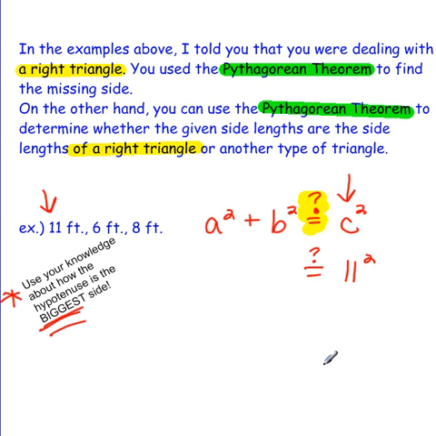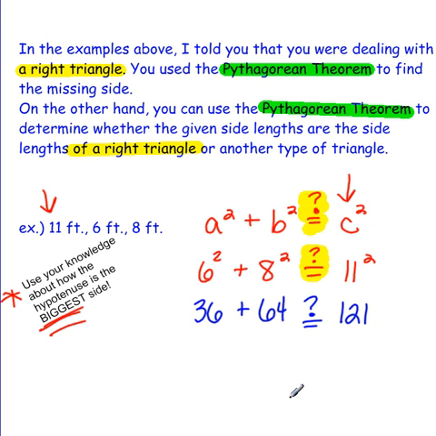Okay, so this is what we're trying to figure out. 11 squared. And let's take our other two numbers, which are 6 and 8. So I put them in numerical order. The largest number will be the biggest side, which is known as the hypotenuse. So let's figure this out. Let's see if this side over here does equal. All right, 6 times 6 is 36. 8 times 8 is 64. And 11 times 11 is 121. So we have a question mark here. Does it equal? Well, let's keep going.